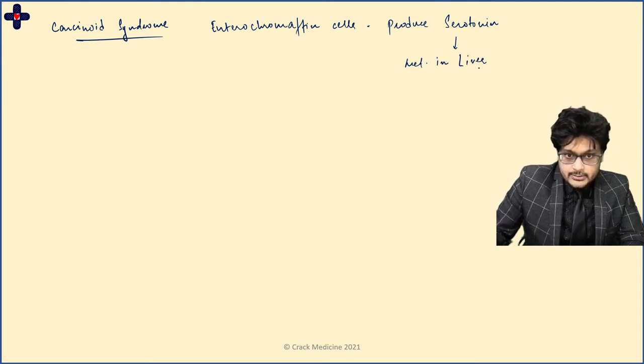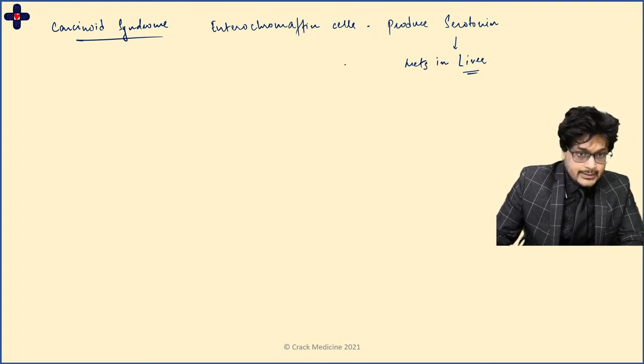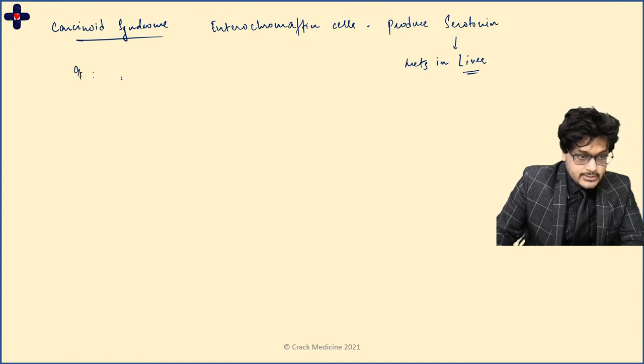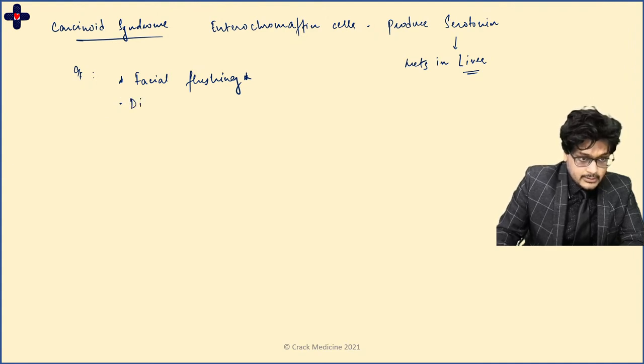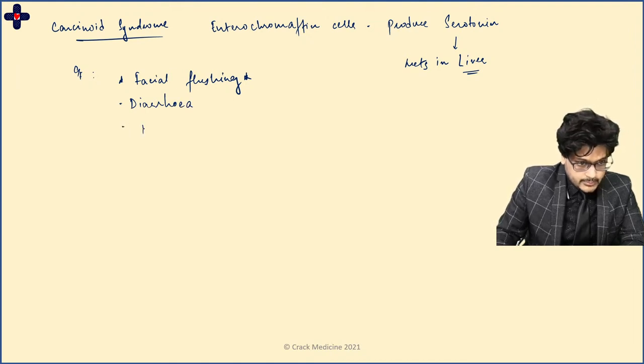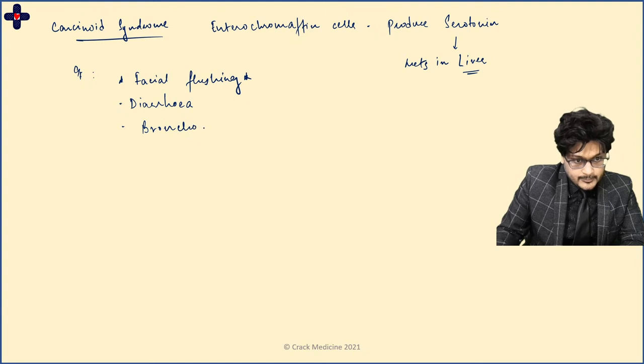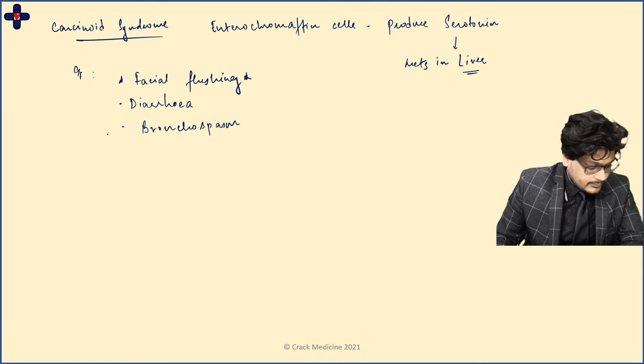So the normal patient will not feel anything. Once there are metastases to the liver, the serotonin gets circulated in your bloodstream. And then you have all these characteristic clinical features, the most important one being facial flushing. This is the cue word for carcinoid syndrome. Remember that, facial flushing with diarrhea and bronchospasm. Maybe hypotension, but yeah.